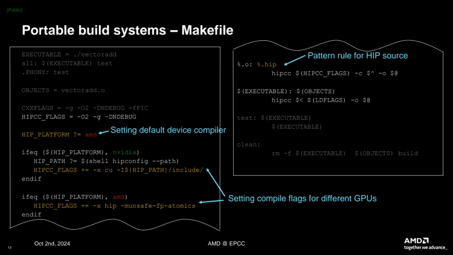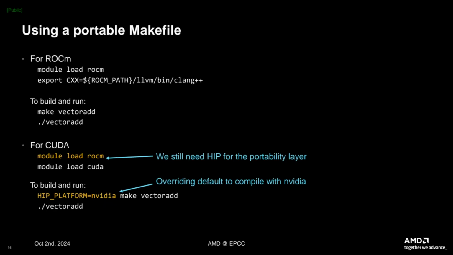And you see that depending on the value of this HIP platform, we can set different compile flags for the specific GPU we're going to be running on. So when we want to run with CUDA, we still have to load the ROCm module because we still need the HIP portability layer. And then when we go ahead and run the make command, we're going to override the HIP platform with NVIDIA so that the make system picks that up and sets the appropriate flags.